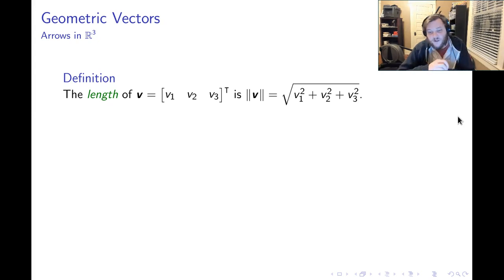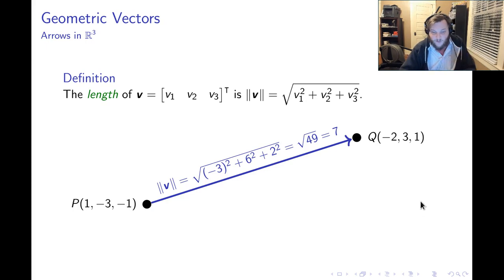And just like in 2 dimensions, we have a formula for length in 3 dimensions. It's the same formula as the formula for length in 2 dimensions, except again, we have a third coordinate to account for. So the length of a vector v, whose coordinates are v1, v2, v3, is referred to with the same notation. So we use this double bar notation. And the number we're referring to is the square root of the sum of the squares of all the coordinates. So this is the square root of v1 squared plus v2 squared plus v3 squared.